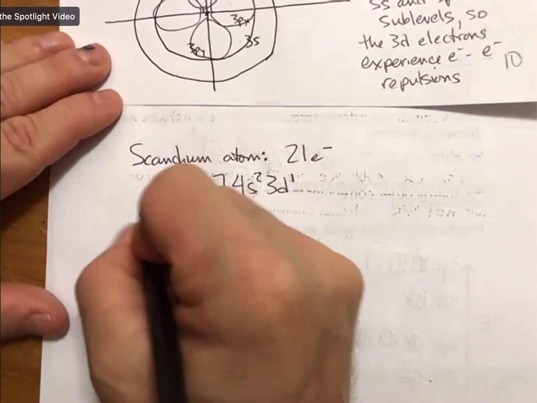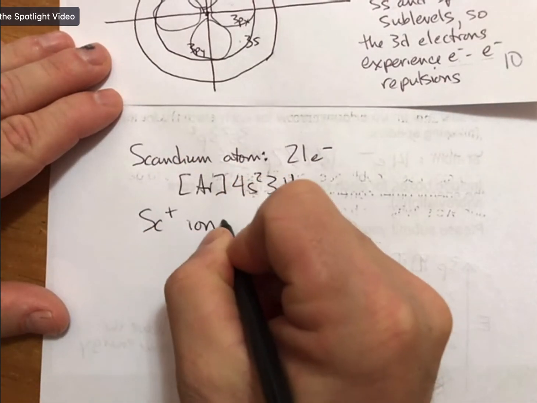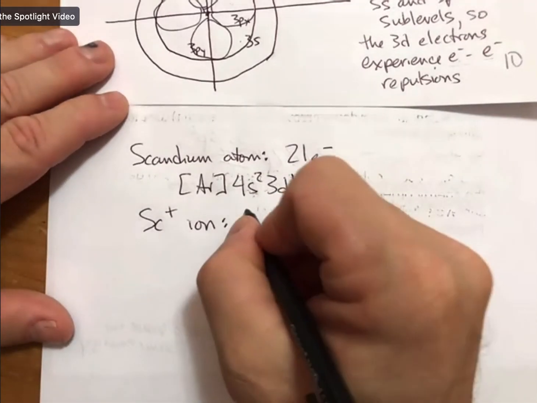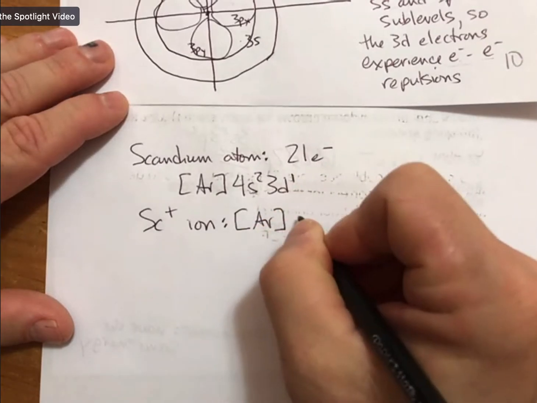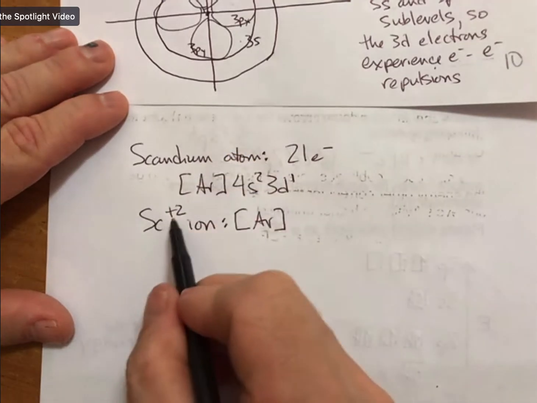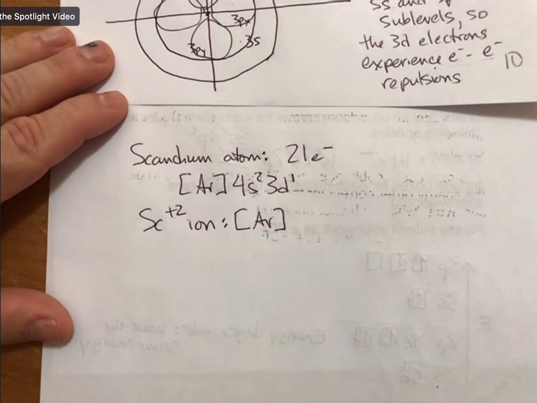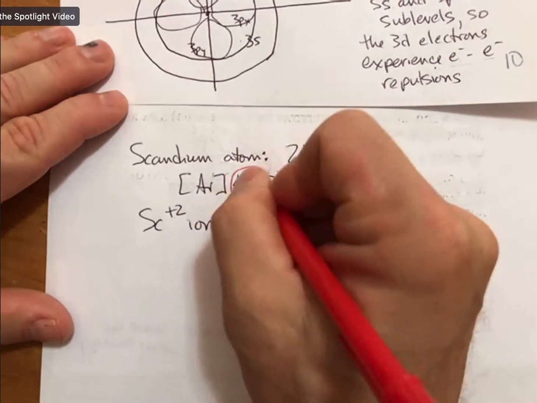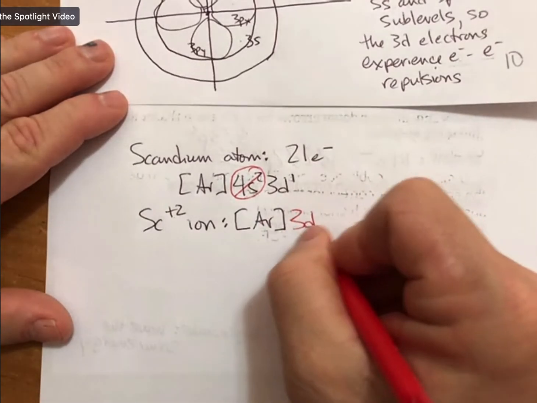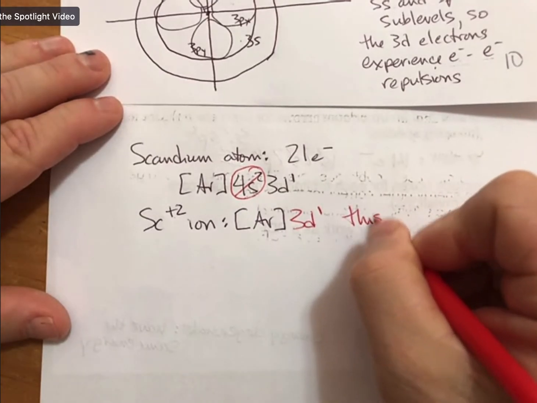But then we make the scandium Sc plus ion. And what is observed is that the electron configuration is argon. Well, I'm going to make the scandium plus 2. That means it's lost 2 electrons. And when it does that, it loses the 4s2 electrons and is left with 3d1. This is what is observed.